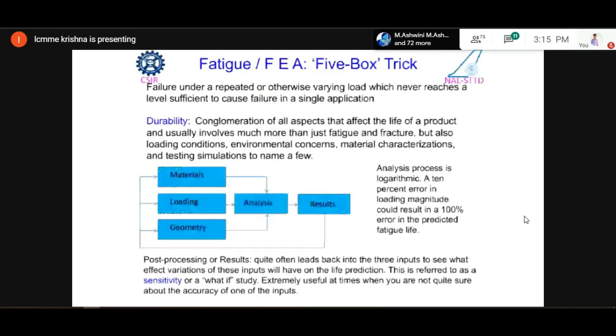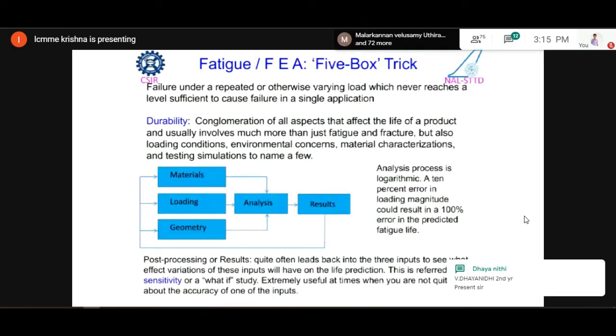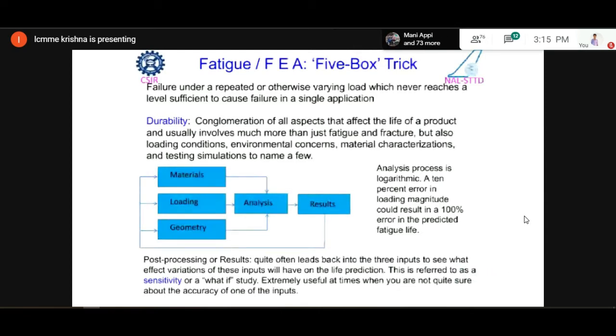So what is fatigue and fundamental analysis? It is the failure under repeated or otherwise varying load, which never reaches a level sufficient to cause failure in a single application. So durability is a conglomeration of all the aspects that affect the life of a product and usually involves much more than just fatigue and fracture, but also the loading conditions, environmental concerns, material characterization and testing simulation, to name a few. So the analysis process is logarithmic.